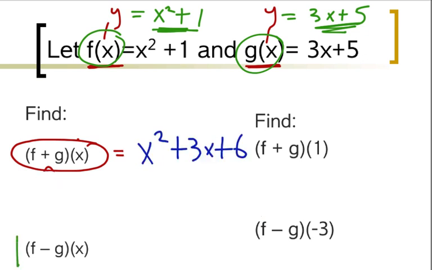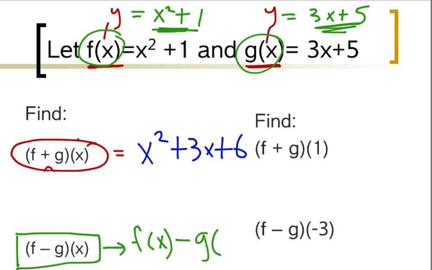Now I'm going to take a look at f minus g of x. F minus g of x is the same thing as f of x minus the g of x function. So in other words, I'm supposed to take my f of x, which was x squared plus 1, and subtract the g of x equation, which was 3x plus 5.